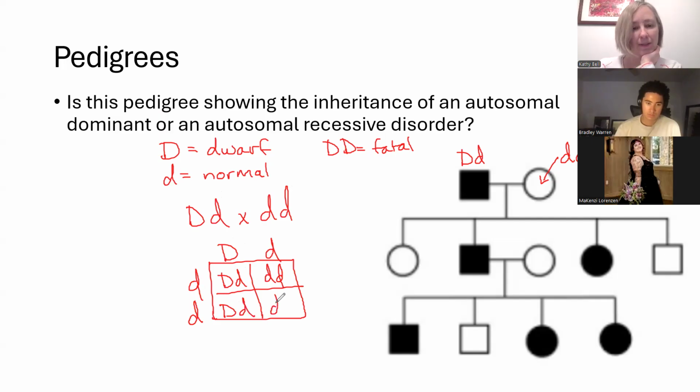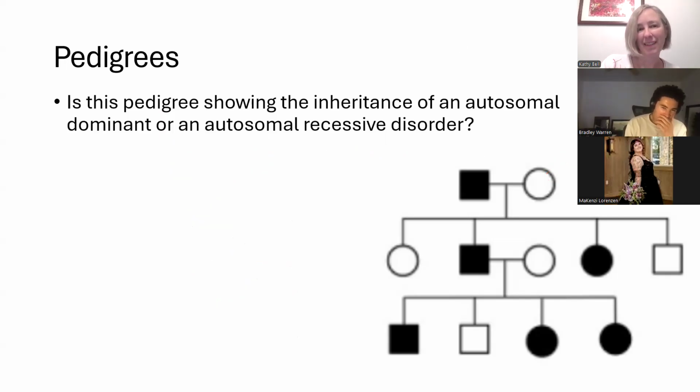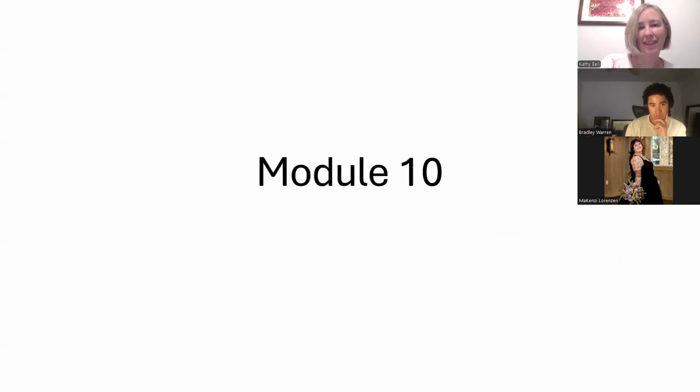So what would be their chance of having a dwarf child? 50%. Yeah, 50%. Okay, good. All right, so any questions on module 9?